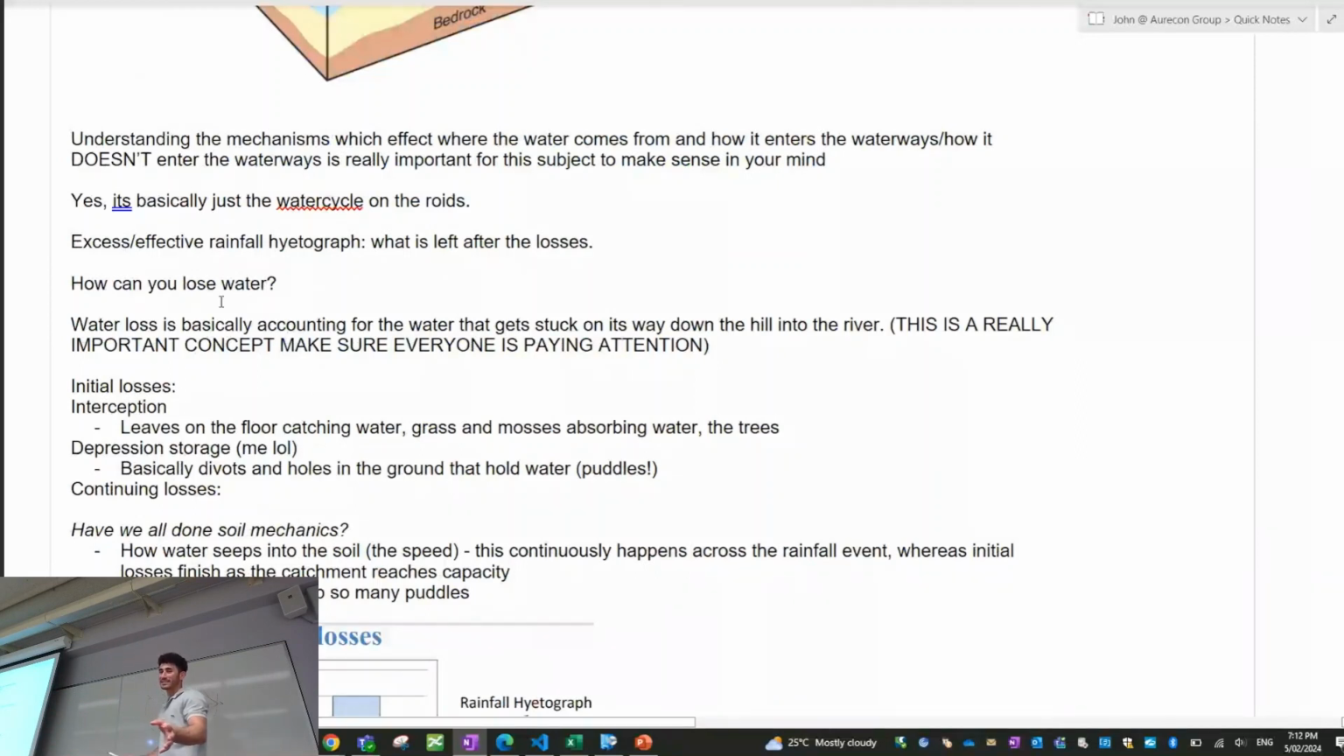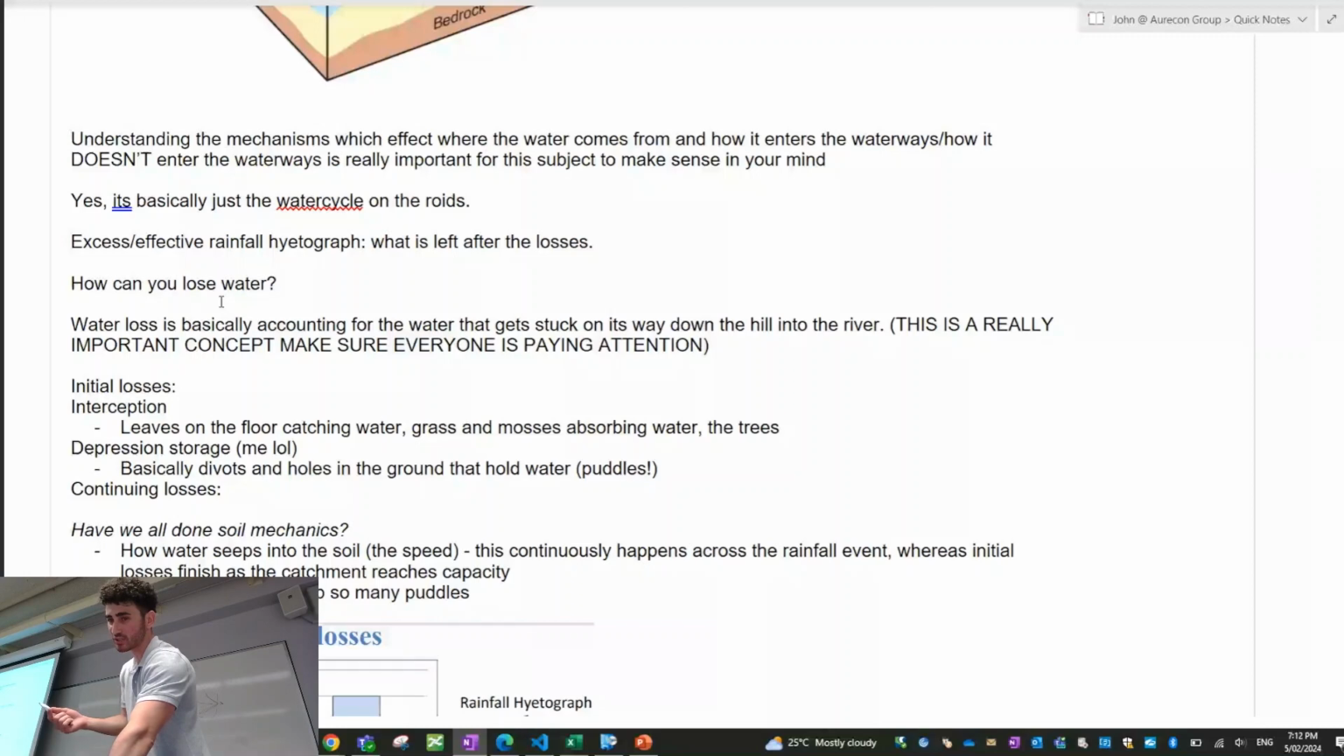So understanding the mechanisms which affect where the water comes from and how it enters the waterways. Where it comes from and how it enters the waterways, how it doesn't enter the waterways, is really important for this subject to make sense of it in your mind. So that's basically everything I just said. Understanding, for example, when water falls through trees and rocks and makes puddles and stuff, that's going to affect how much water enters the river, and it's all those really minor things like that.